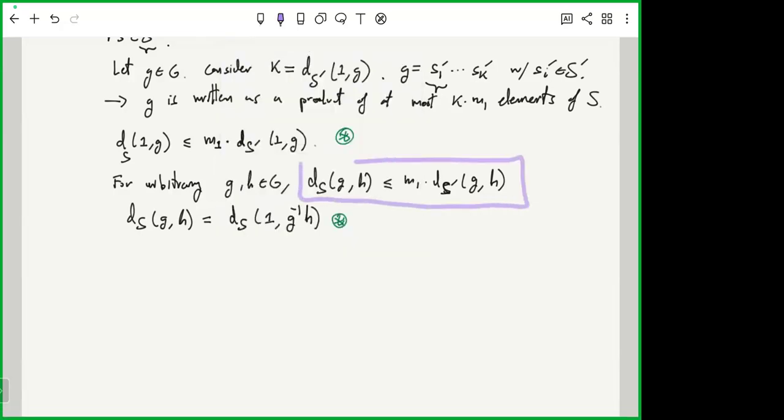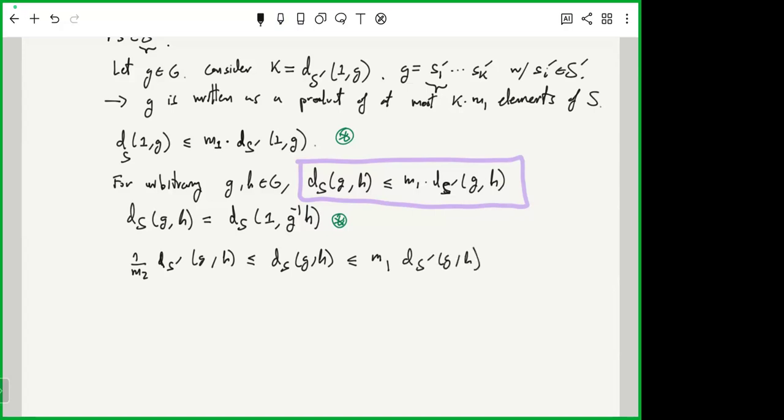This is the inequality we were looking for. You can see that if we change the roles of S and S prime, we can prove a similar inequality. So in the end, I also get something like this: 1 over M2 times the distance in S prime between them is less than or equal to the distance in S from G to H, which is at most M1 times the distance in S prime from G to H.